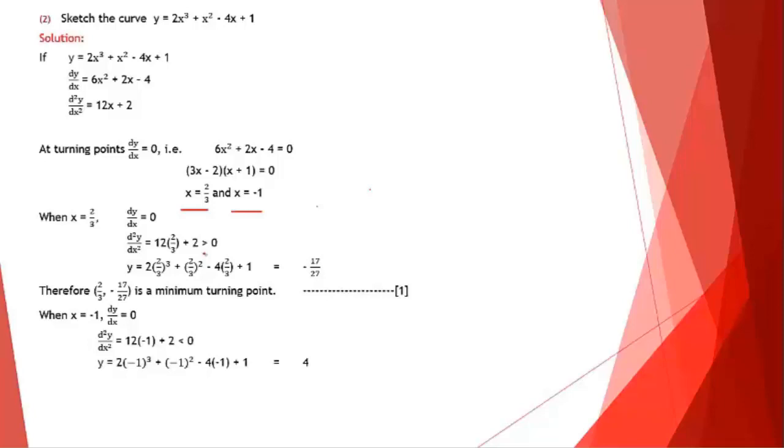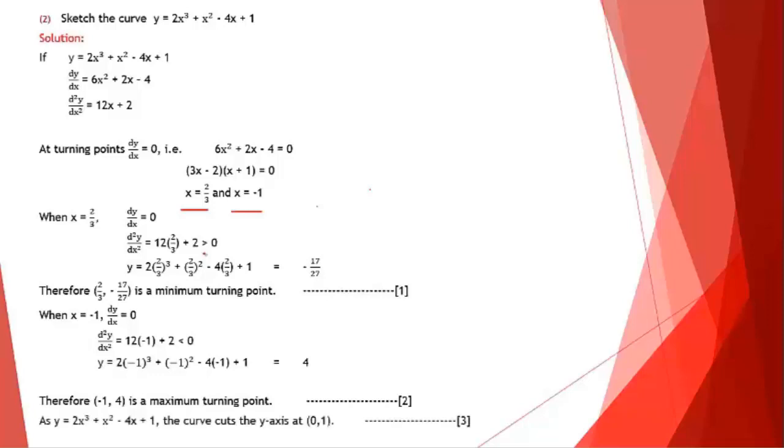And by substituting -1, to find the value of y, we get y equals 4. Therefore the point (-1, 4) is a maximum turning point, and we take it as the second piece of information. As y equals 2x cubed plus x squared take away 4x plus 1, the curve cuts the y-axis at (0, 1). This is because to find the point at which the curve cuts the y-axis, we substitute x equals 0 in the equation of y. So we get y equals 1.